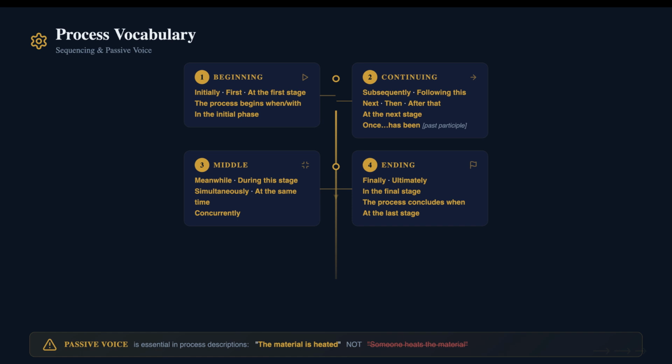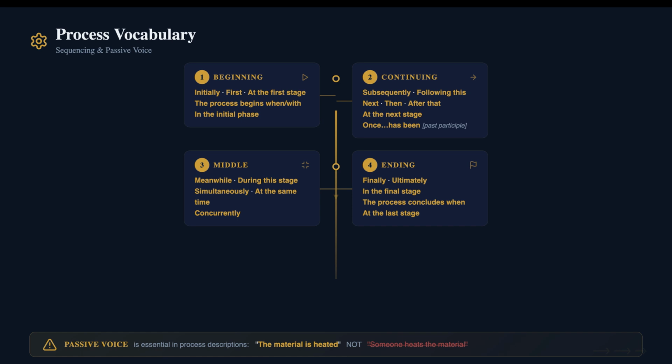Alright, we move on to group 3 of the lexical resources, used to describe the middle process of doing something, or during the process of doing something. So we have this group of words: meanwhile, during this stage, simultaneously, at the same time, and concurrently. So please make use of these words and phrases to describe the middle process of doing something.